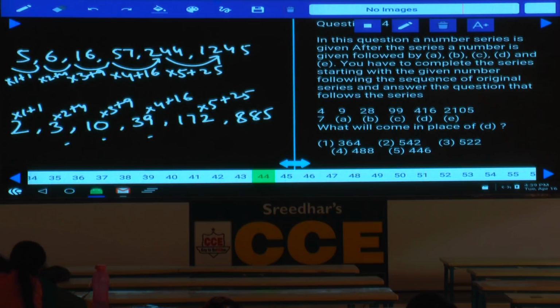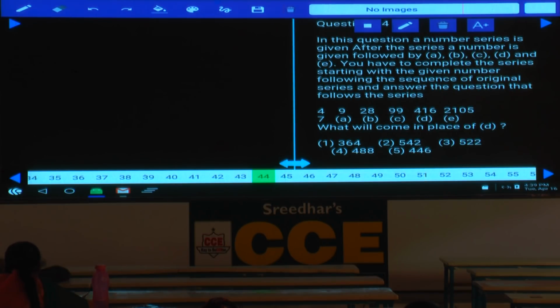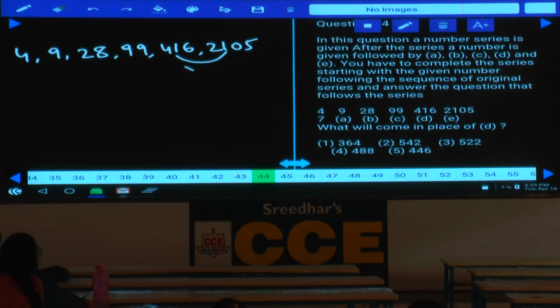43. Then coming to question number 44. Now in this 44, 4, 9, 28. Again starting with 4 and increase to 2105. And the numbers are increasing at a very faster rate. And this must be under again combination. Isn't it? Then 4, 9, 28, 99, and next to 99 is 416, and 416 and 2105. Now 416 into 5 is how much? And 2080, isn't it? Into 5 plus 25, 80 plus 25.